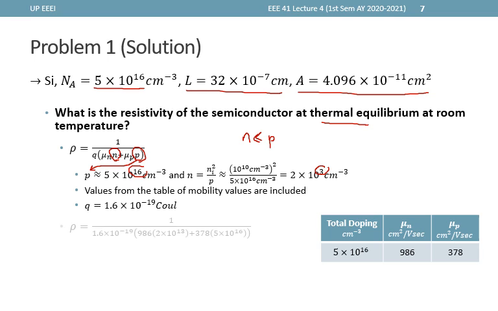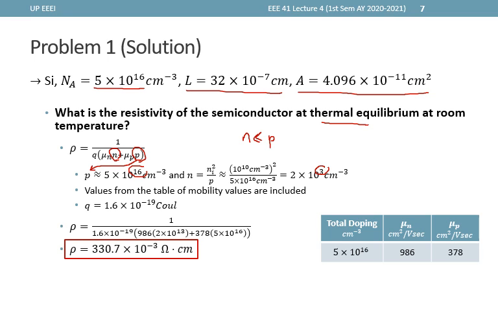So we can now use those values in the formula. So 1 over 1.6 times 10 raised to minus 19 times 986 times 2 times 10 raised to the 3. So note that mu n and mu p are different. mu n is 986. So next, mu p is 378, multiplied by p, which is 5 times 10 raised to the 16.